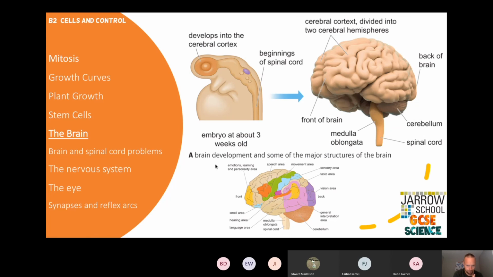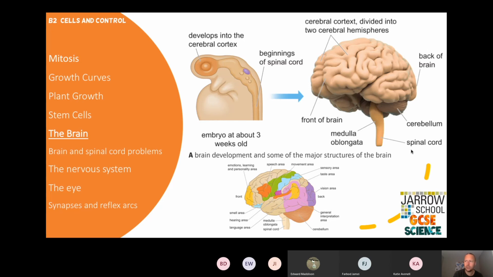Right, so the brain. Again, the brain develops really early on in the embryo. And there are 4 bits of the brain that you need to know. So the spinal cord's not really part of the brain, but the brain and the spinal cord make up a thing called the central nervous system. So the CNS is made of the spinal cord and the brain.